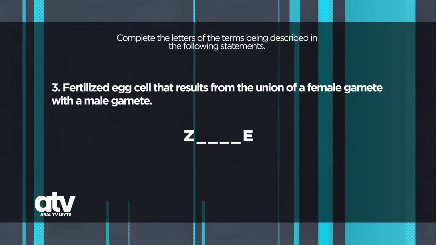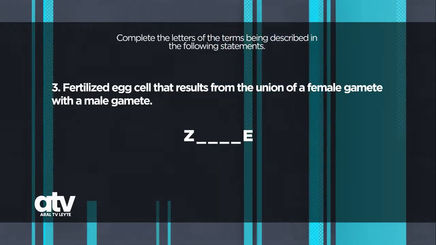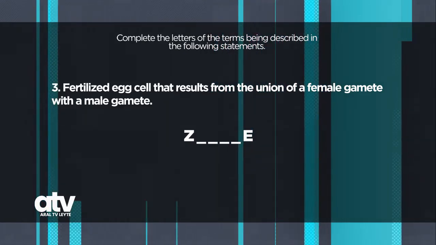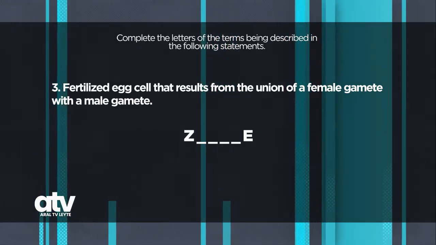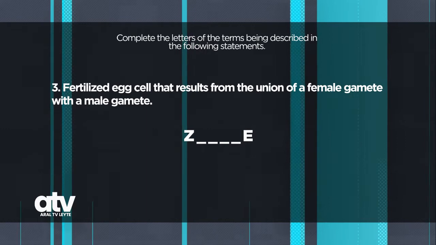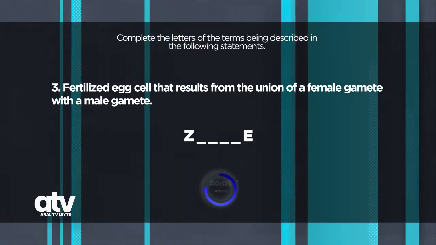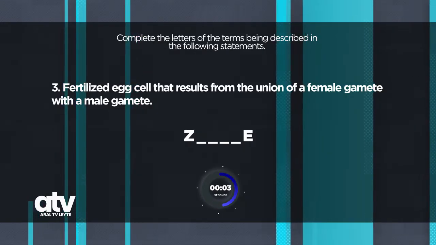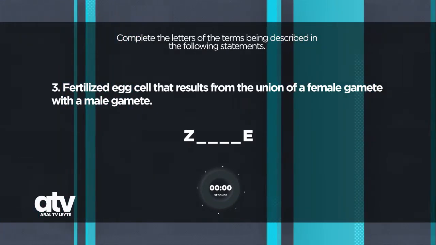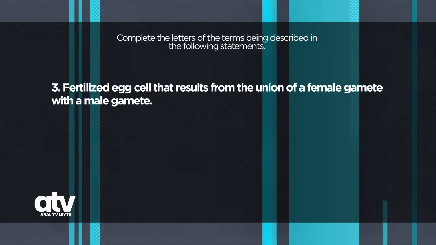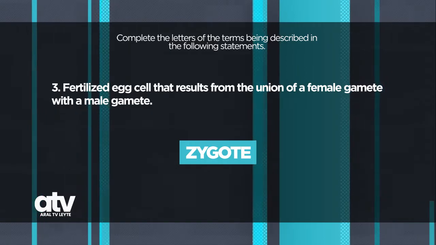Number 3. Fertilized egg cell that results from the union of a female gamete with a male gamete. It has 6 letters that starts with letter Z and ends with letter E. Did you get it right? Good job! The answer is zygote.